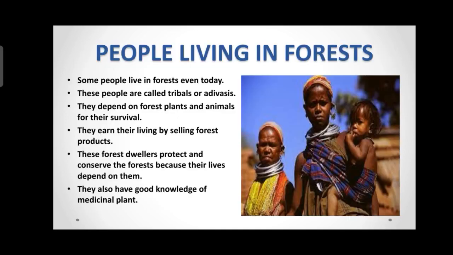People living in forests. Early men lived in the forest like them. Some people live in forests even today and are known as tribals or Adivasis. These Adivasis depend on forest products for their survival because they earn by selling the forest products. They protect the forest from being cut down and they have very good knowledge about medicinal plants.